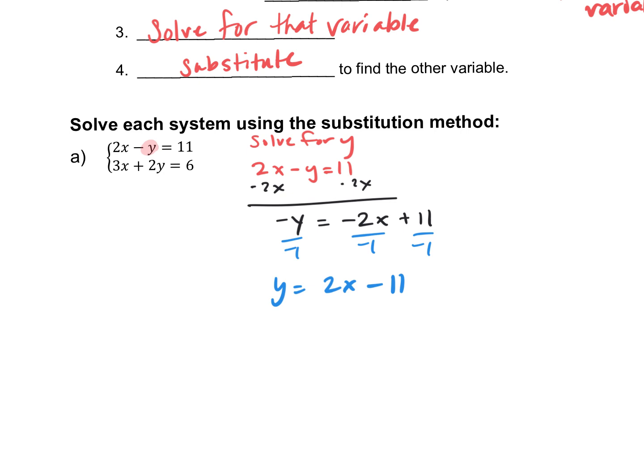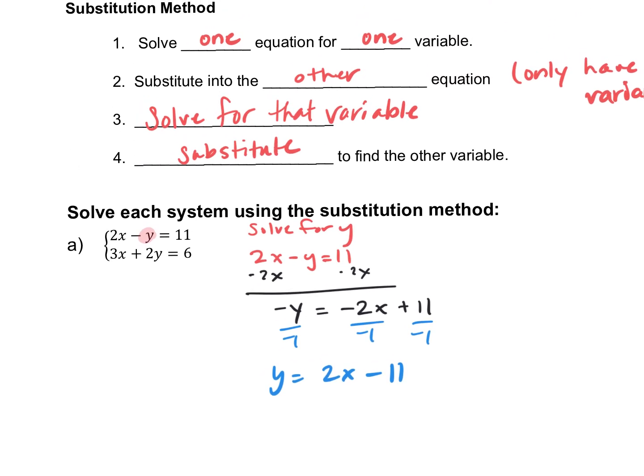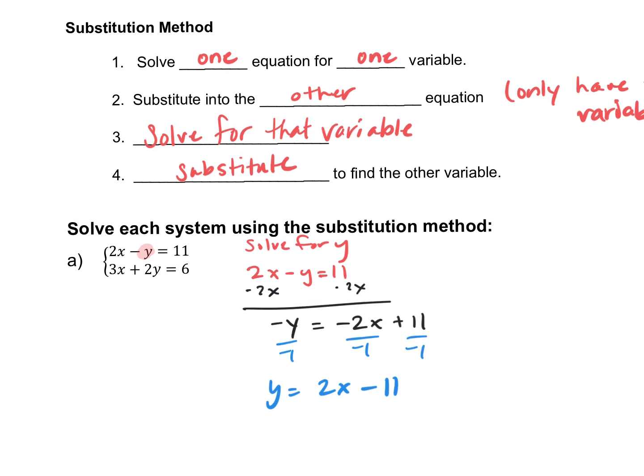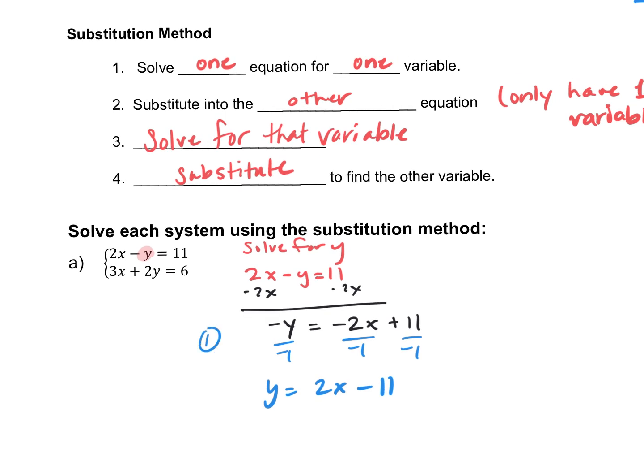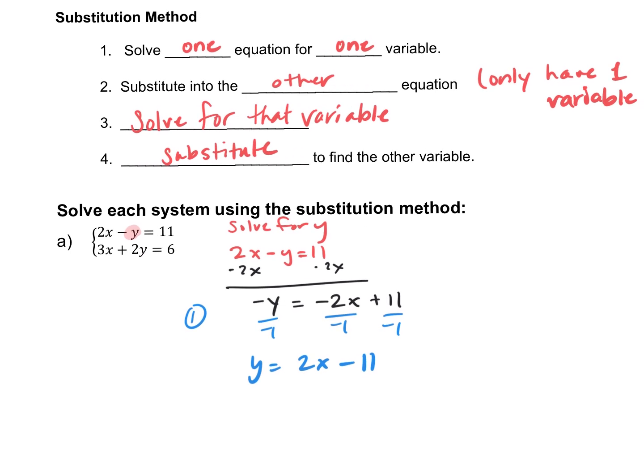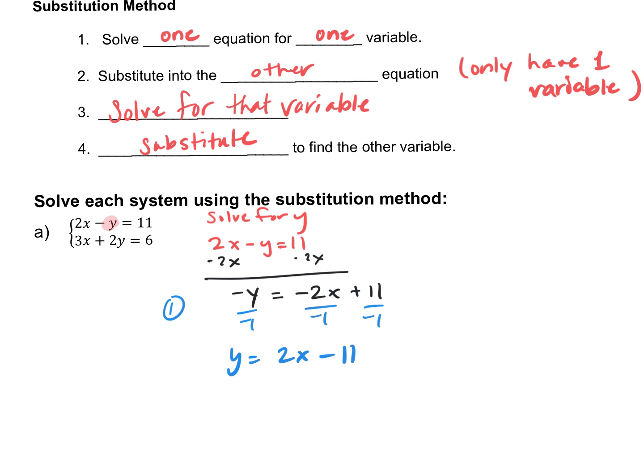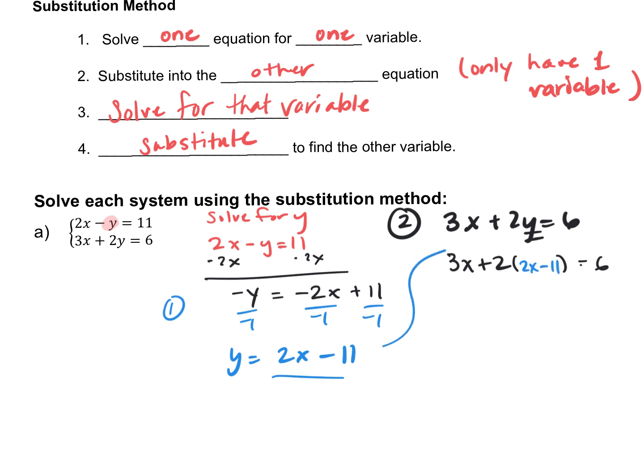Okay, so this is just step 1: solve one equation for one variable. That's what we did here. Step 2, now substitute into the other equation. So we're going to take the second equation that we didn't use, which is 3x plus 2y equals 6, and in place of this y, we're going to put in 2x minus 11. So we have 3x plus 2, and I just put this up in here.